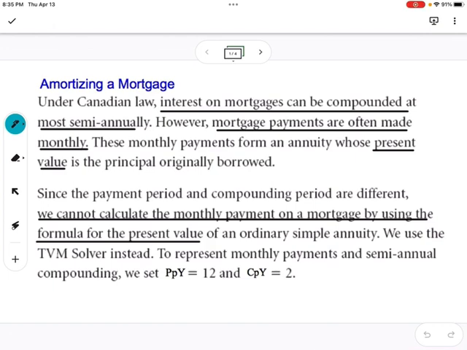Under Canadian law, interest on mortgages can be compounded at most semi-annually. That means twice a year. However, mortgage payments are often made monthly. These monthly payments form an annuity whose present value is the principal originally borrowed.